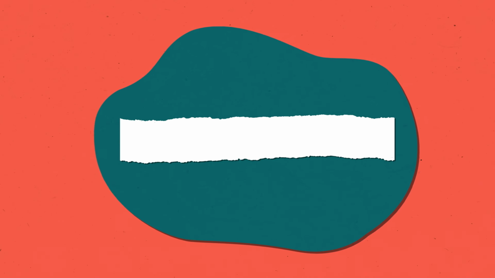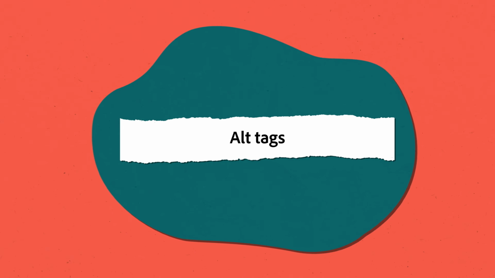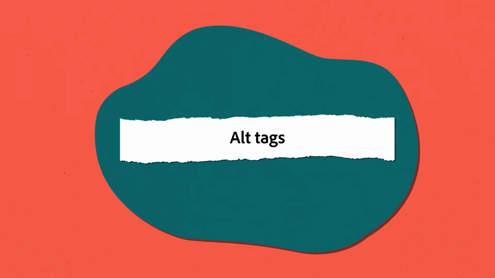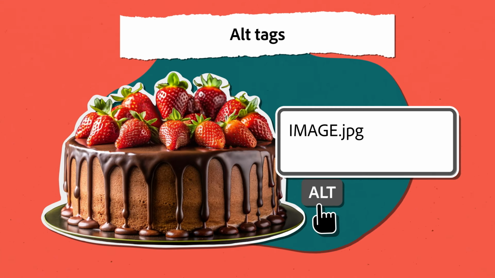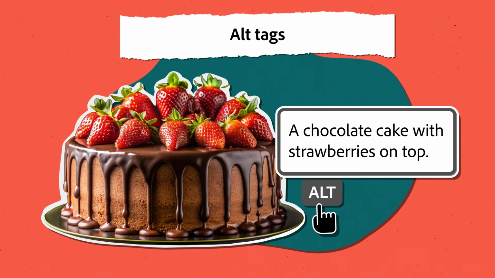Next, let's talk about alt tags. Alt tags are descriptions for images on your website. They help visually impaired users and search engines understand what the images are about. For example, instead of using a title like image.jpg, you'd include a descriptive alt tag such as "a chocolate cake with strawberries on top." Alt tags make your website more accessible and improve your SEO ranking because search engines prioritize inclusive, descriptive content.